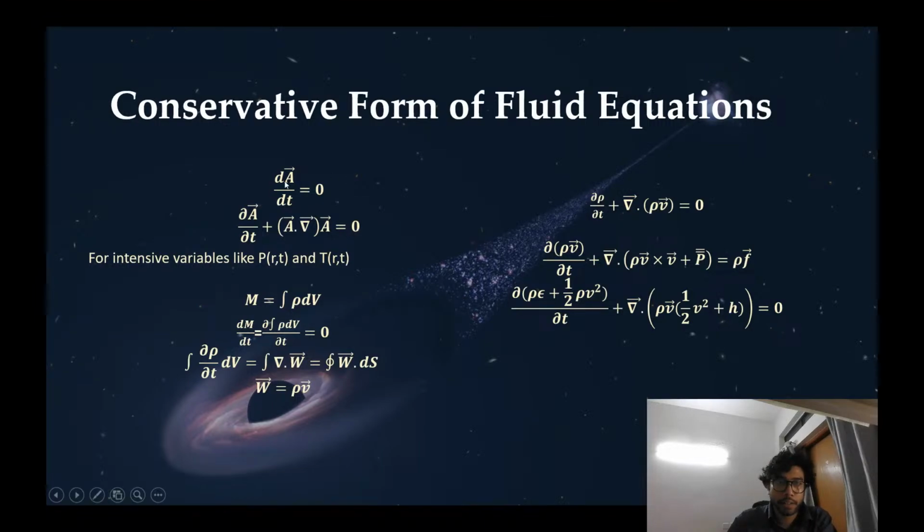And as we said, we already learned how to go from the Lagrangian to the Eulerian approach, right? So this will reduce to this thing if you go to the Eulerian frame. So the conservation equations will look something like this, right? Now, this is true only for intensive variables like pressure, temperature.